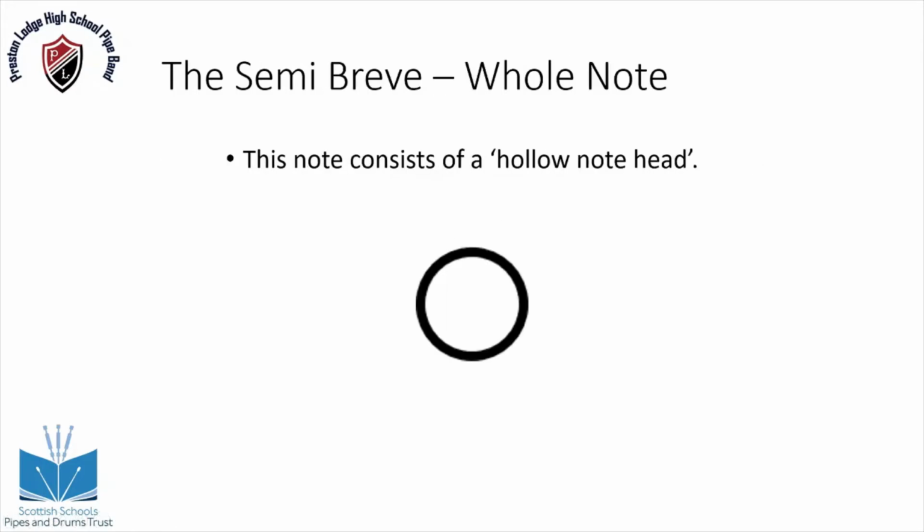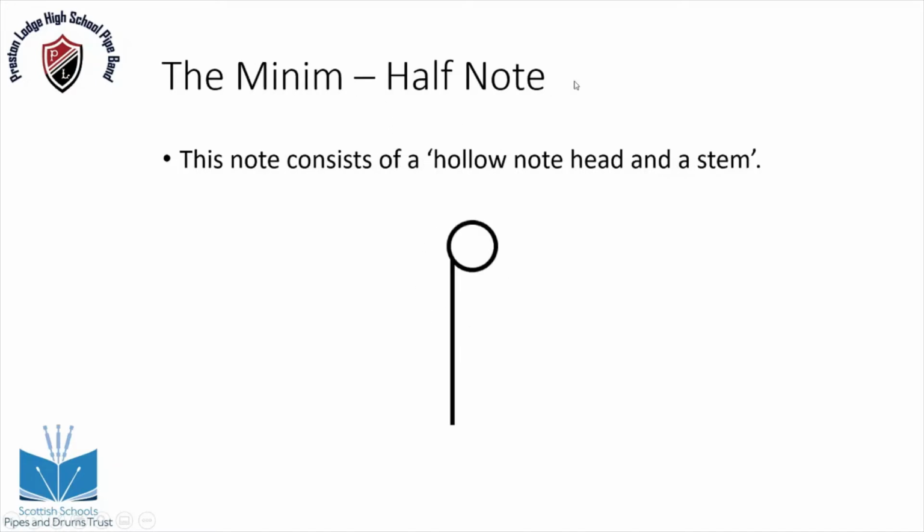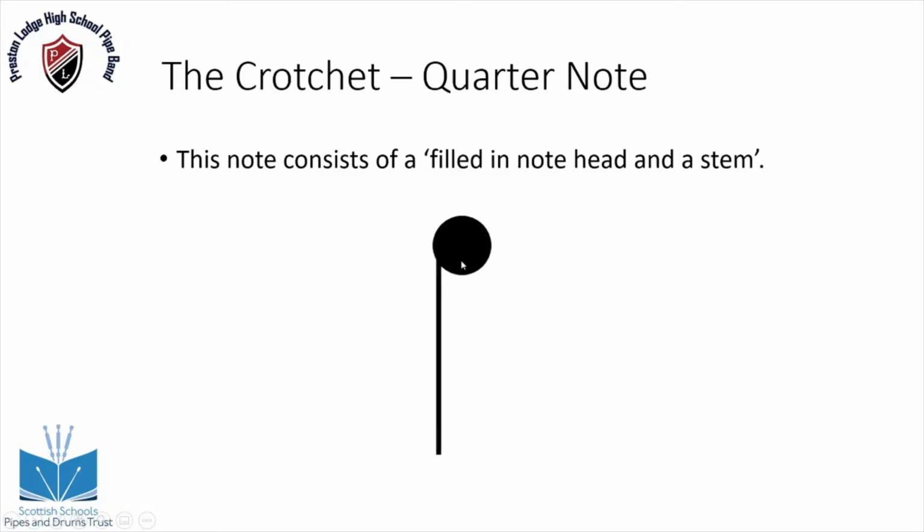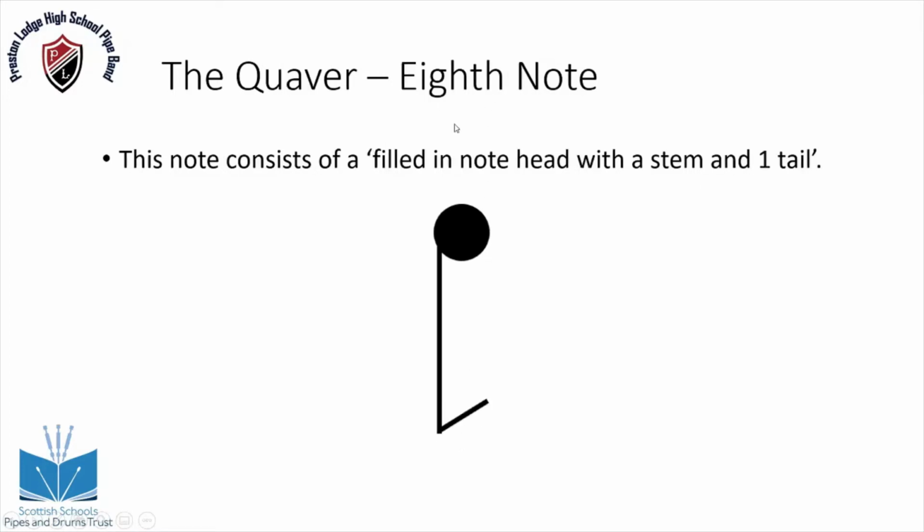There, so there's the semi-breve, which was just our hollow note head, and that was the whole note. Next one was the minim, or the half note, and it consisted of our hollow note head and a stem. Next one was the quarter note, or the crotchet, the filled in note head and a stem, no tails. Quaver, or 8th note, consists of a filled in note head with a stem and one tail. Note head, stem, one tail.